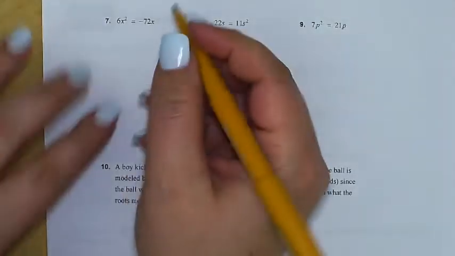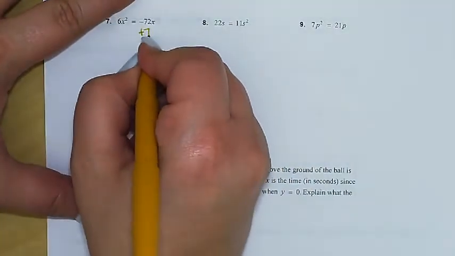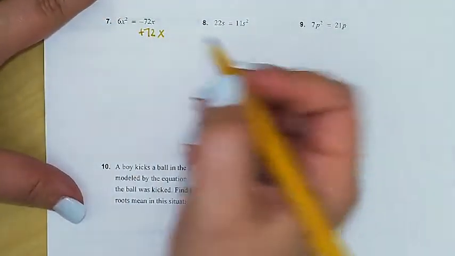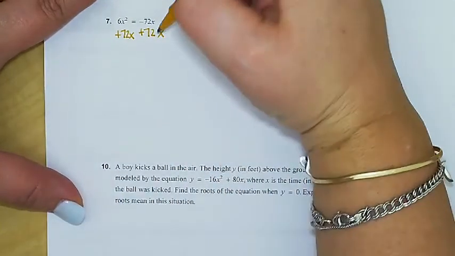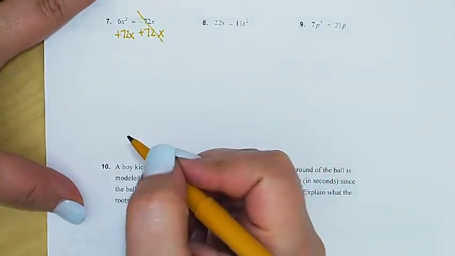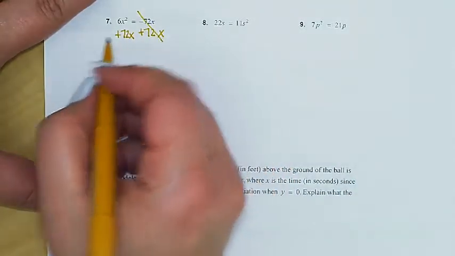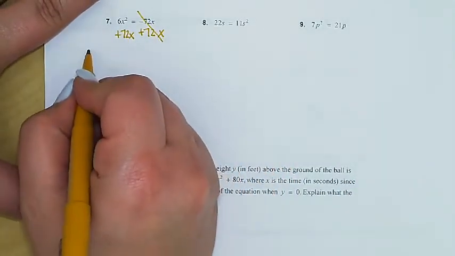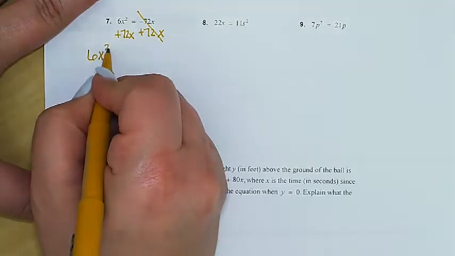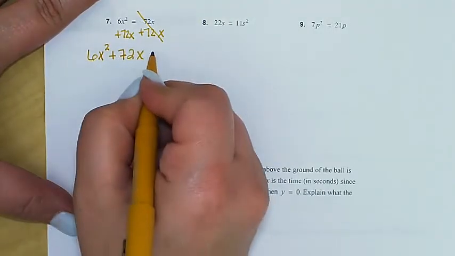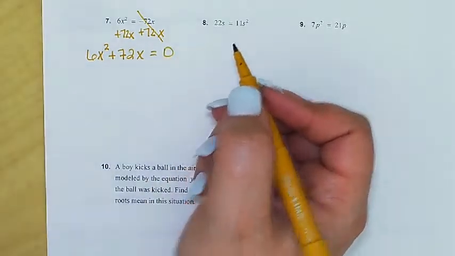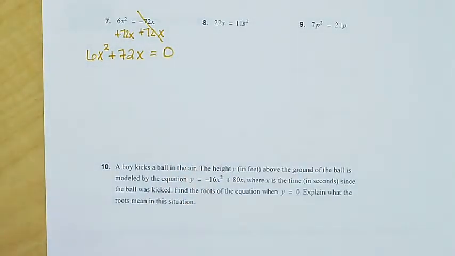I want to move this 72x, so I'm going to just do the opposite sign, positive 72x on both sides, so that this entire side disappears and this is equal to 0. All right, now here, these are not like terms, so I cannot combine them. I'm just going to leave them right next to each other. Okay, problem number 1 solved. It is now set equal to 0.